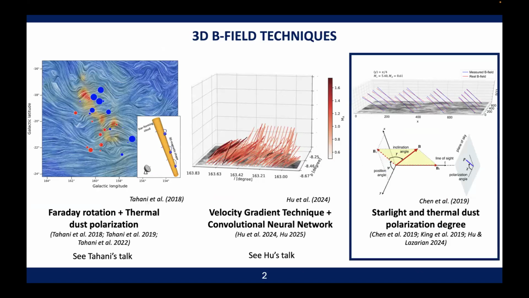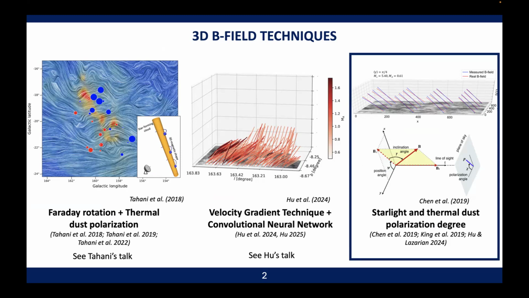So there are certain attempts to trace the 3D magnetic field using observational data. We heard from Tahani's talk that we can use both the line-of-sight magnetic field that we can get from Faraday rotation, and combine that with the plane-of-sky magnetic field that we can get from thermal dust polarization, to get the 3D information. And we can see from Yue's talk that we can use the velocity gradient technique for different gas tracers, combined with a convolutional neural network, in order to get the 3D magnetic field information.